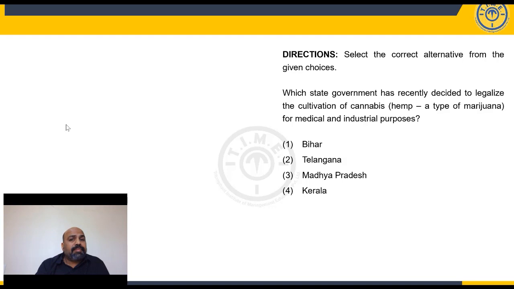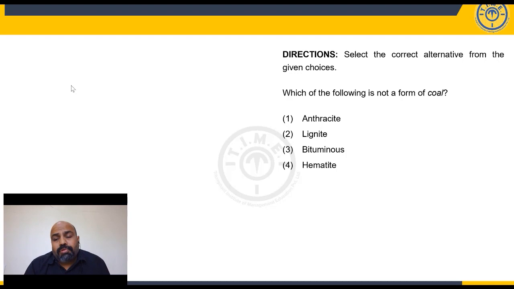Which of the following is not a form of coal? Coal is basically a fossil fuel. The amount of carbon in the coal determines the quality of coal. So there are four types of coal depending on the carbon content: anthracite, bituminous, lignite, and peat. Which is not a form of coal? Here, look at choice 4, hematite, which is basically an iron ore. Okay.